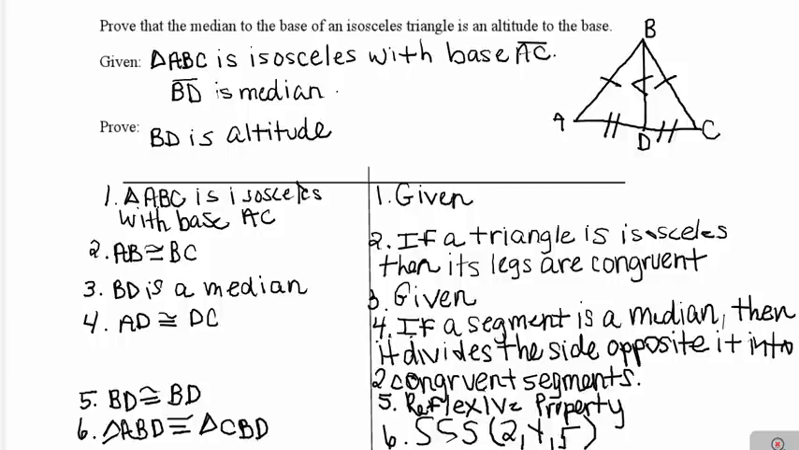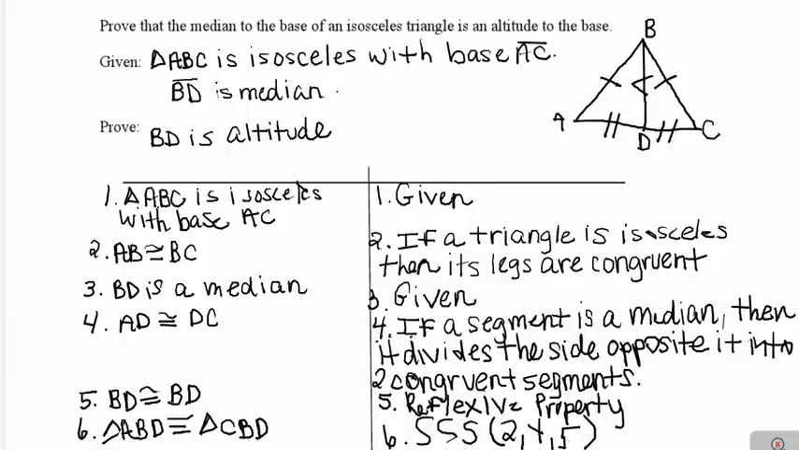So I said if isosceles, then the two sides are congruent. Then if it's a median, it divides the side opposite it into two congruent segments. I used the reflexive property on BD, and then I proved the two triangles were congruent by SSS. So you should be able to get to this point.